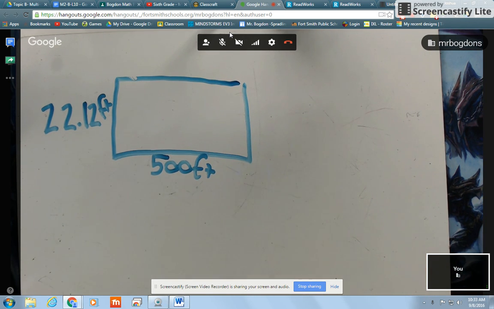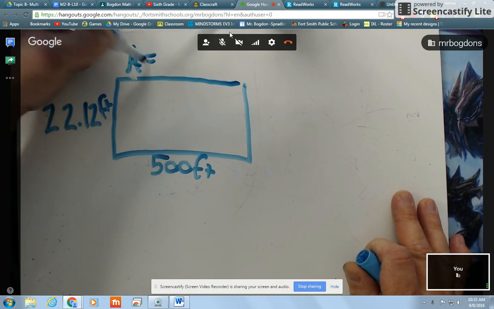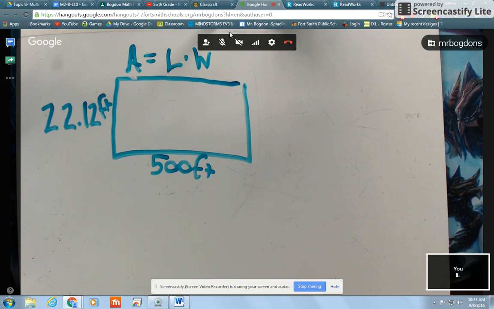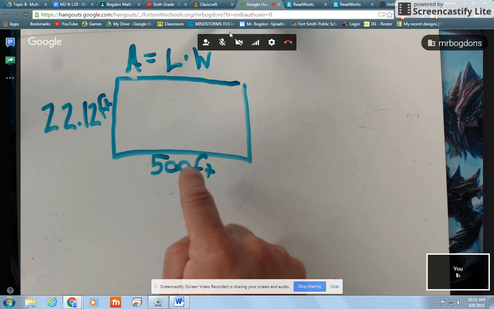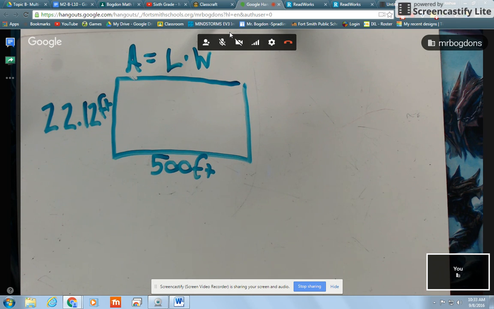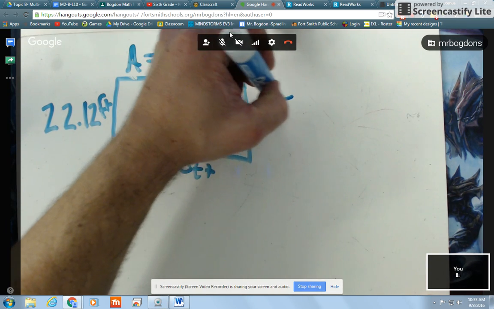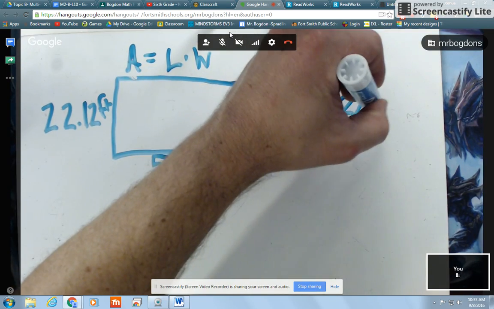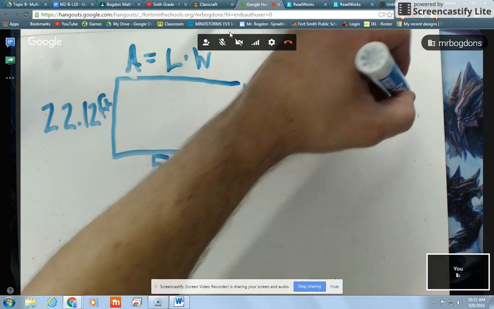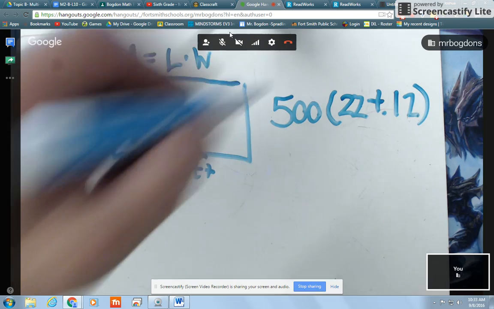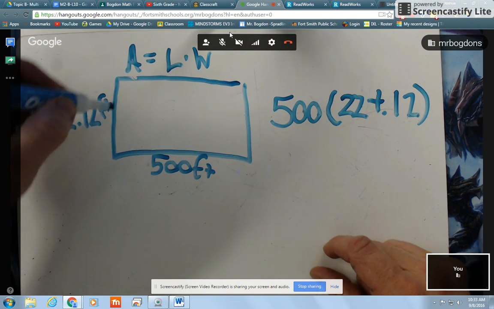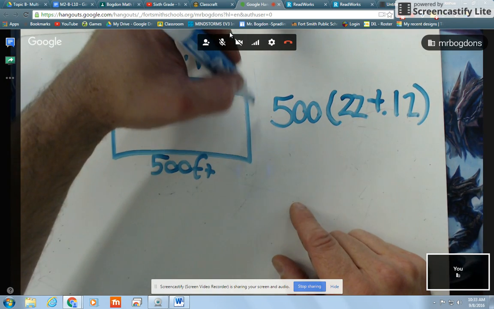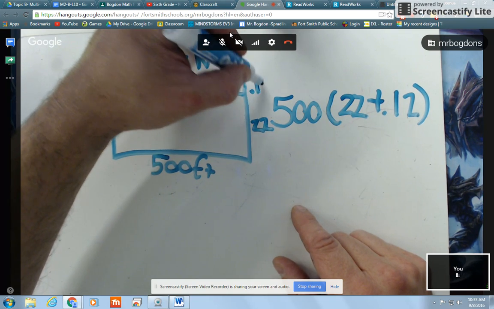So how can I use the distributive property here? I know that my area is going to equal length times width. Here, it doesn't really matter which is which. I can say this is my length, or this is my width. So I'm going to use the distributive property. I'm going to distribute 500 to my 22 and my 1200s. Right? So I can say this 500 is being multiplied by the whole thing. Here's my 22, and here's my 1200s.